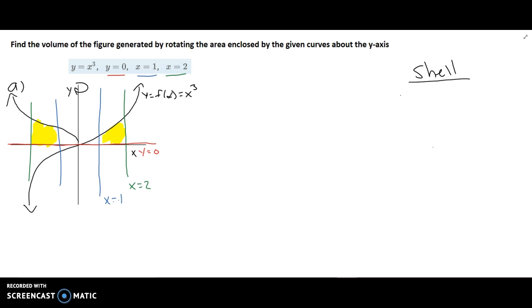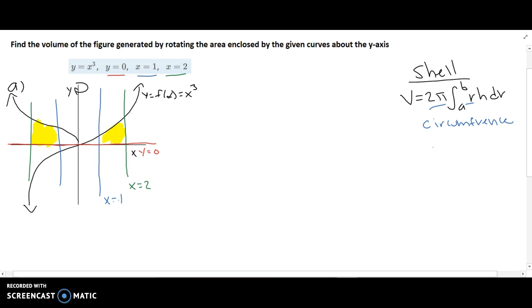We know that the formula for shell method is 2 pi integral a to b r h dr. All right, and I just really quickly want to point out that the 2 pi r there, as we know, is circumference. And then, of course, the h is just for height, and the dr is the thickness.